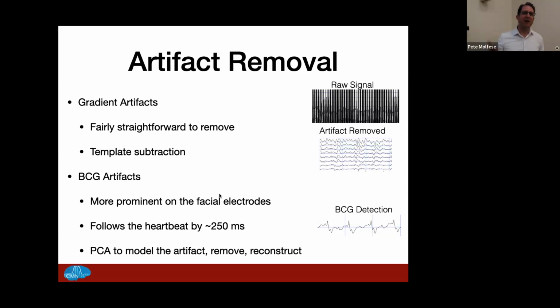And with BCG artifacts, we know that those electrodes move whenever your heart beats. And so all we need to do is measure when your heart beats and then go out about 200 or so milliseconds afterwards, when your face shows that pulse artifact, and say, here's where the artifact happens. We know temporally where it is, and we can use either PCA or ICA to isolate it and then subtract it out. Again, neither of these are absolutely perfect, but they do make your data much more manageable for doing simultaneous recordings.